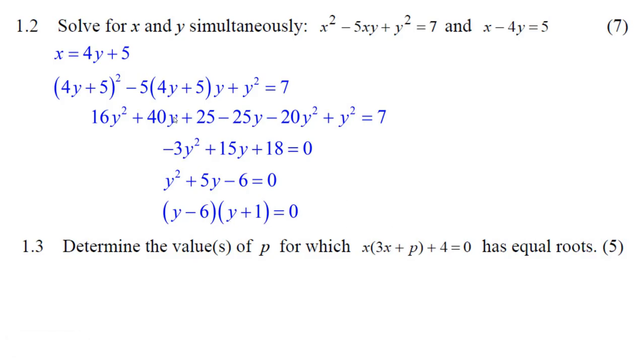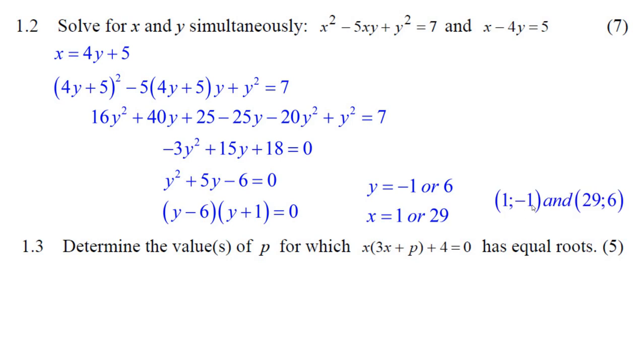And all you do is take minus 1, put it back in here. If y is minus 1, 4 times minus 1 is minus 4 plus 5. You're going to get 5 minus 4, which is 1. If y is 6, you're going to get 4 times 6 is 24 plus 5. You're going to get x is 29.